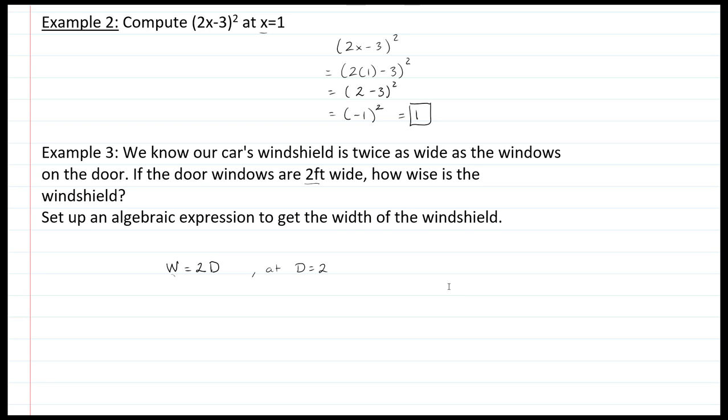So we have to evaluate 2D at D equals 2. So all we have to do is plug in a 2 for D, so W equals 2 times 2, which is just 4. So our car's windshield is 4 feet wide.